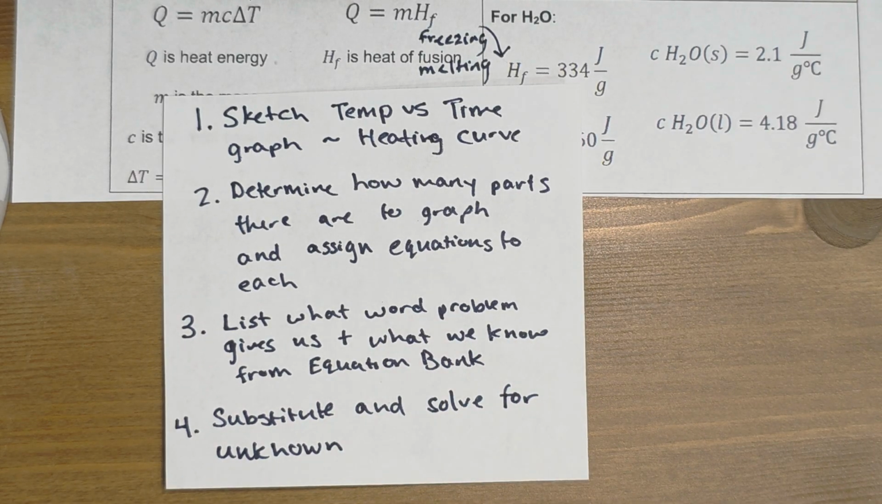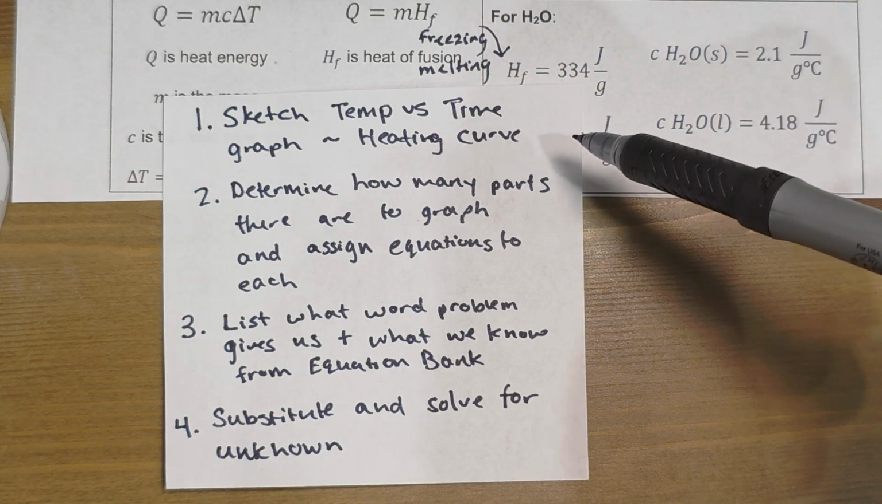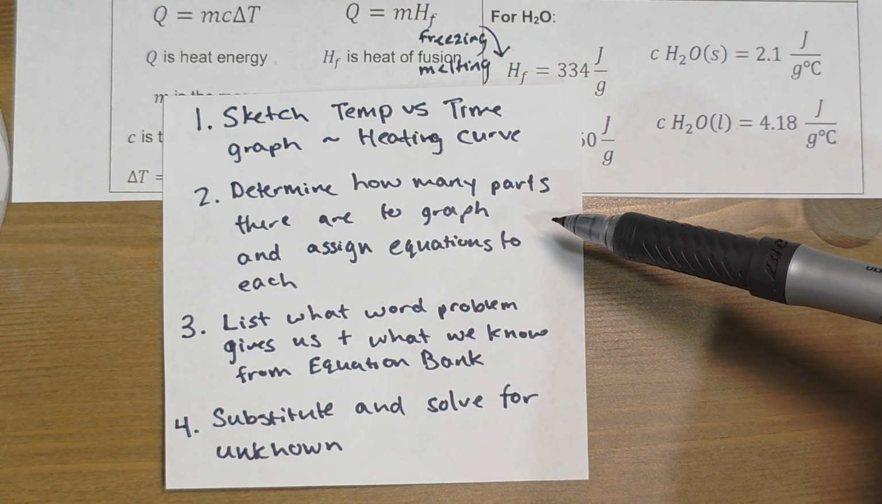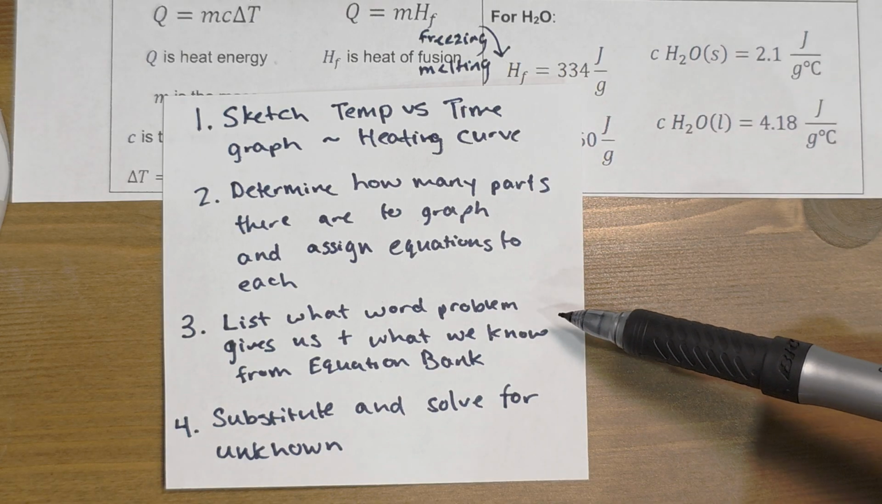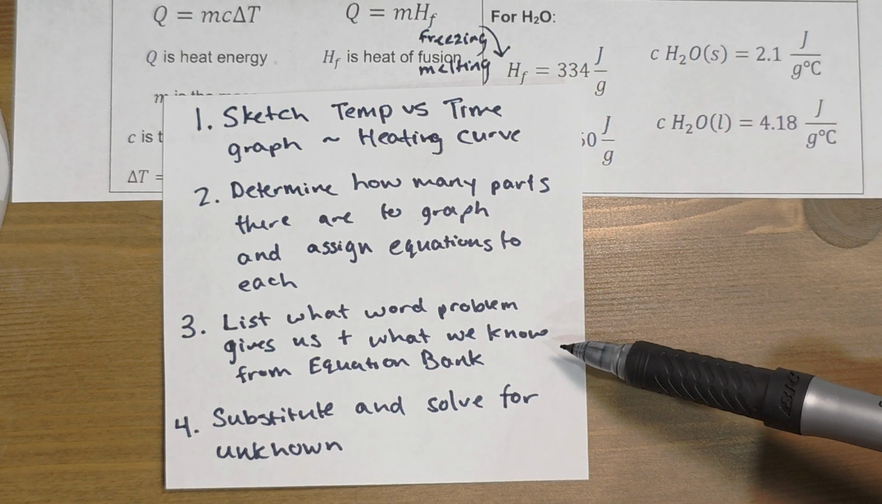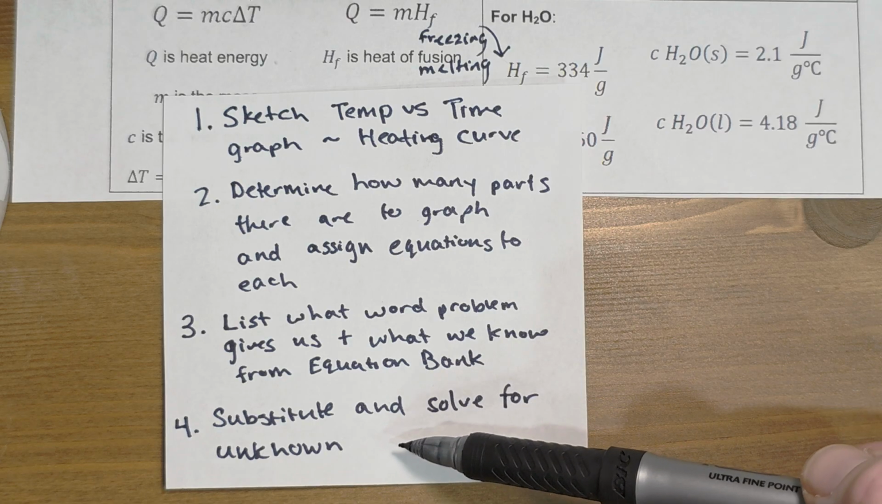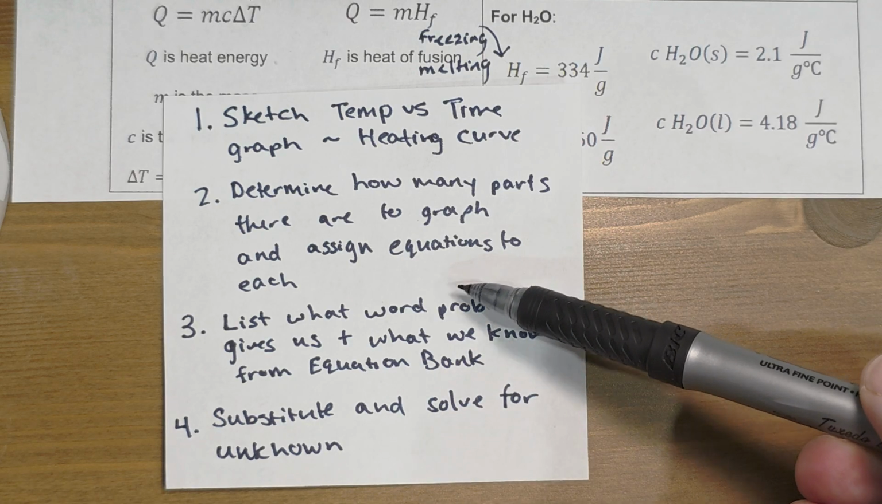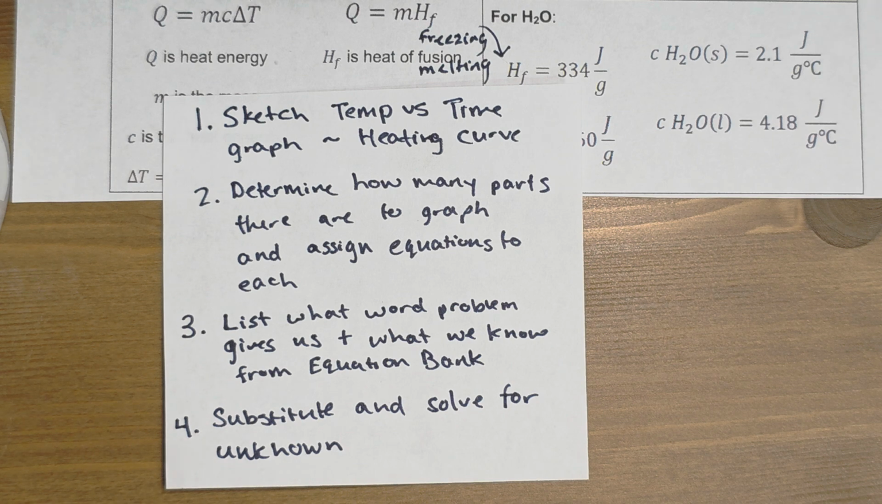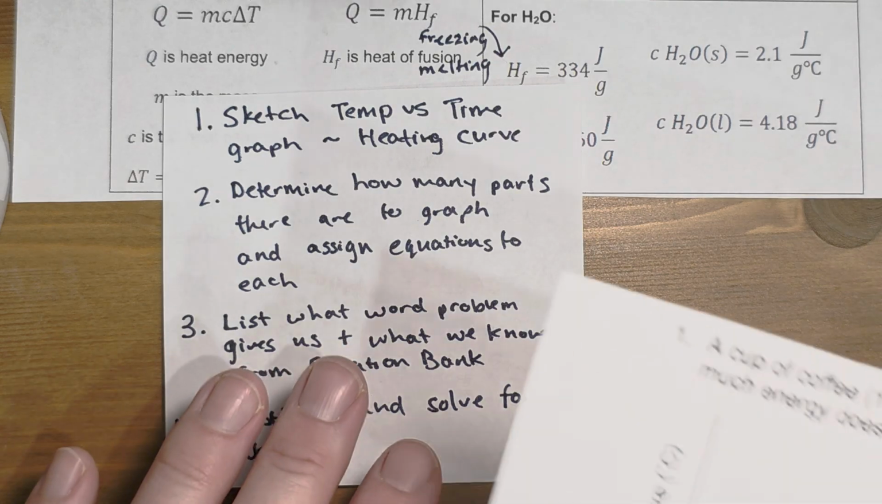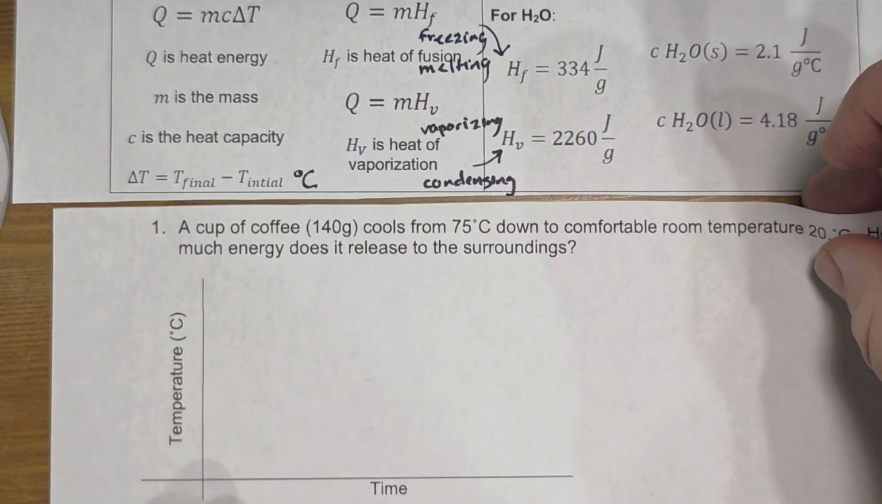So this is our basic strategy. You're going to start with your heating curve, determine how many parts there are to the graph, and assign equations. Then list what the word problem gives us and what we know from the equation bank. And we're going to substitute this information into our equations and then solve for the unknown. So what does this look like in practice? So let's solve this first one together.